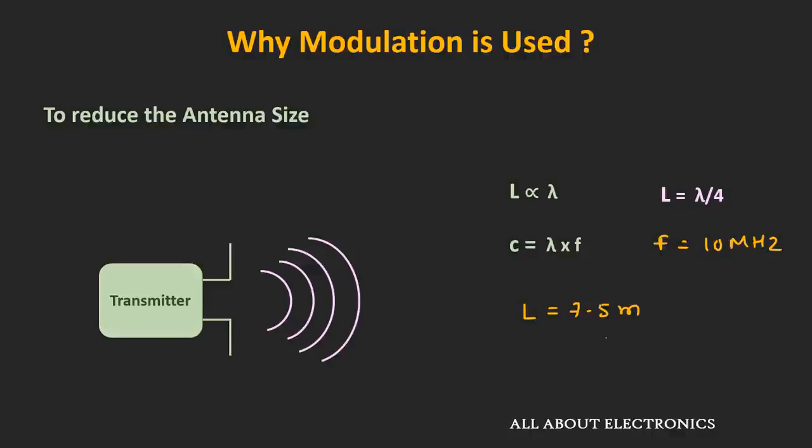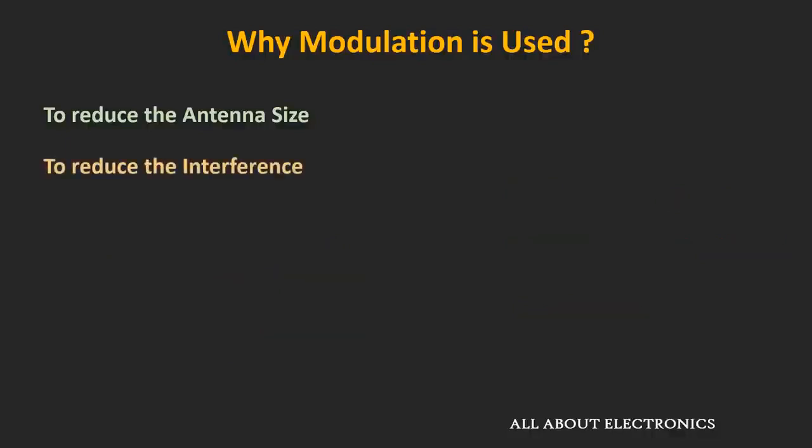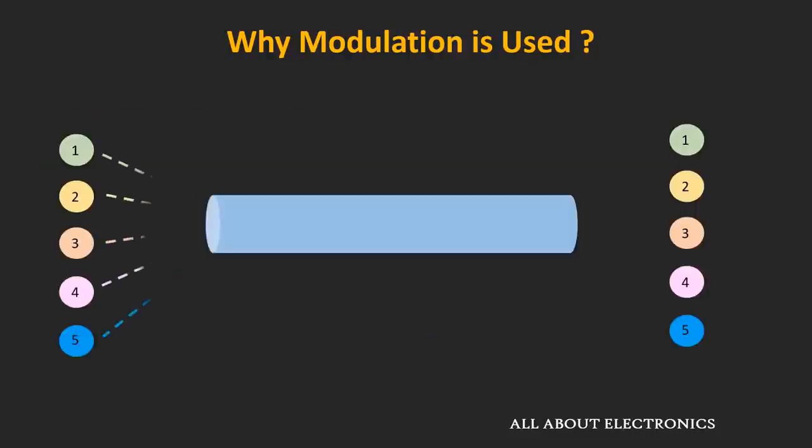Then the second reason is to reduce interference. Just imagine in a single room, if three persons are talking to the same person, then that person won't get anything, right? Similarly, if five different voice signals which are in the same frequency range are transmitted without modulation through a single channel, then there will be interference between them and at the receiver we won't get the transmitted signal.